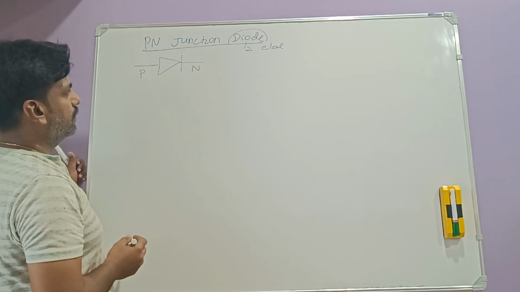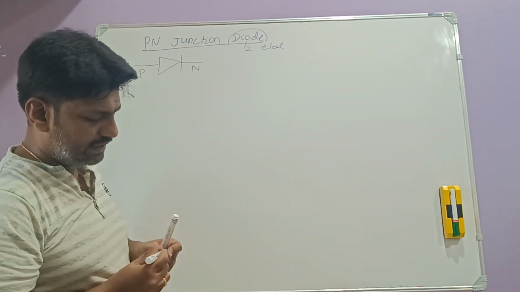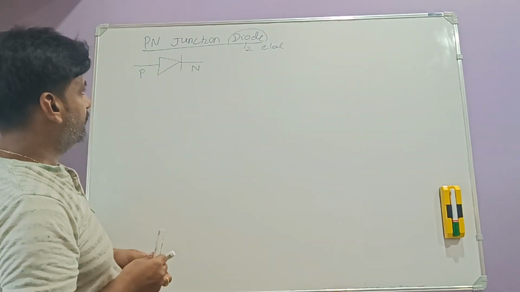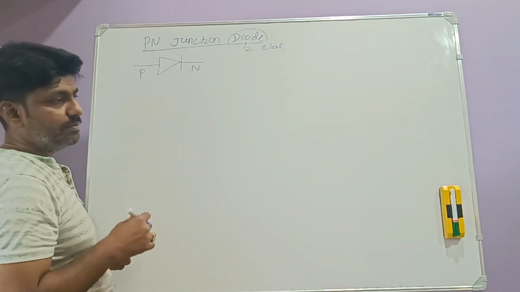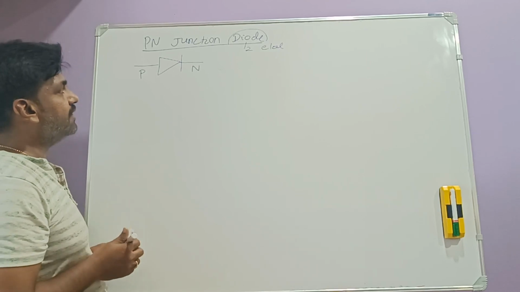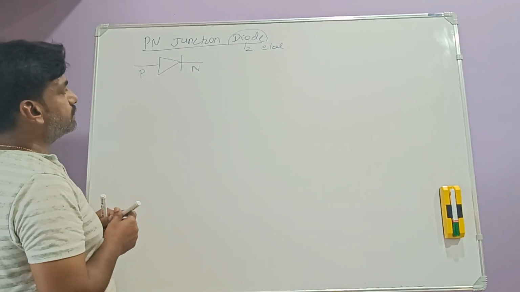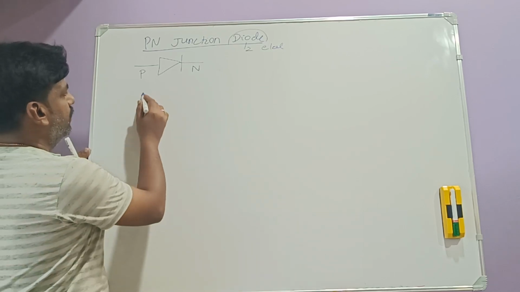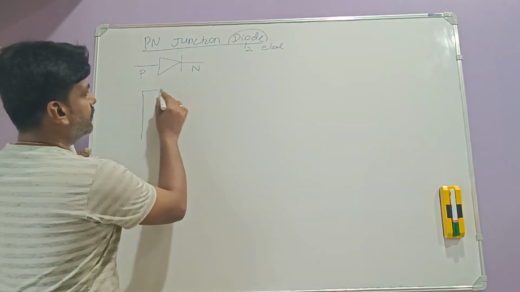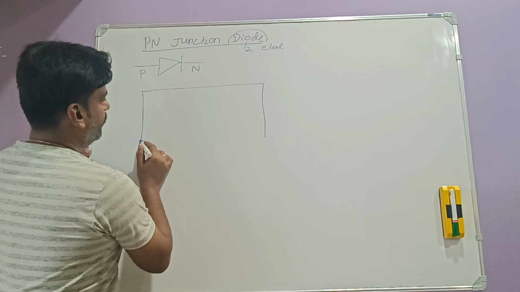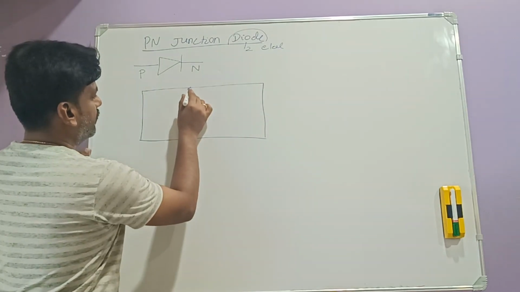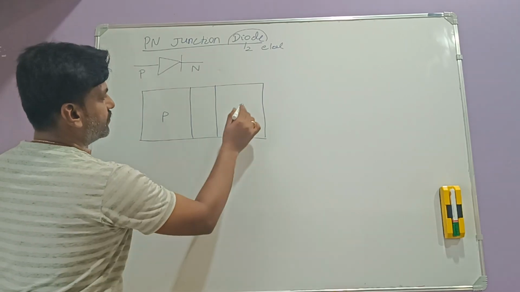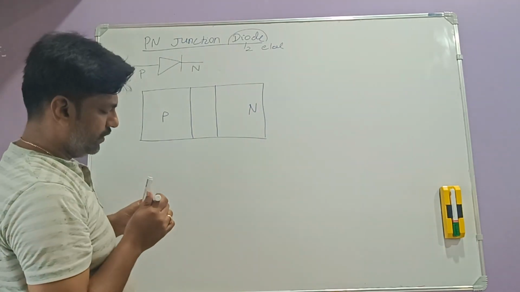A semiconductor diode, you know, is made of a material which sometimes behaves like a conductor and sometimes behaves like an insulator. Now we should see how this PN junction diode works. For that we will take the construction of this PN junction diode, where this is the P side and this is the N side.